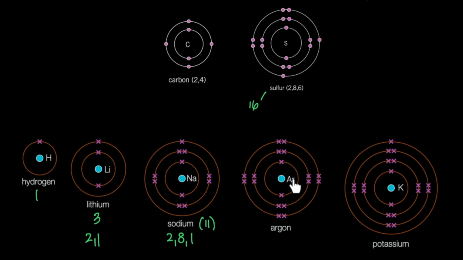In the same period, you've got argon, which has 18 electrons because its proton number is 18. And argon is a noble gas, and its configuration is 2,8,8. We call this the octet, if you remember that.